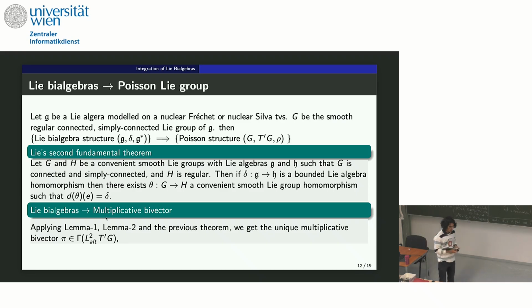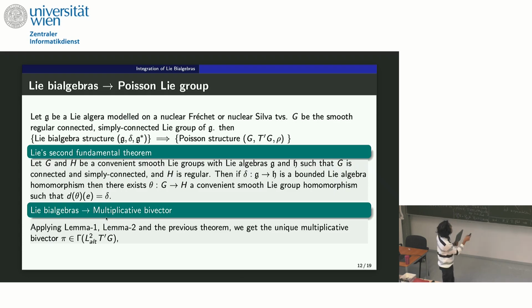Okay, so that was the one direction. We started with a Poisson-Lie group structure, and then we constructed a convenient smooth Lie bialgebra structure on G. And if the modeling space is Fréchet nuclear or Fréchet Silva, then in fact we got the continuous Lie bialgebra structure.